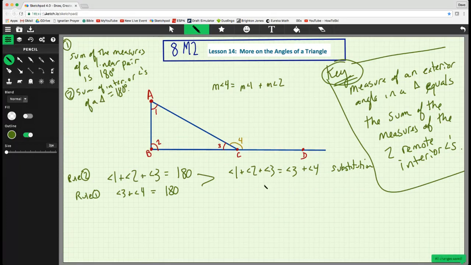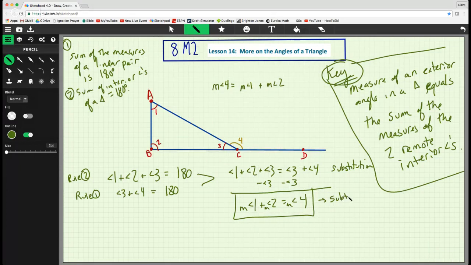Now we're simply going to use our algebra and do some subtraction. We're going to subtract the measure of angle 3 from both sides, and we get angle 1 plus angle 2 equals the measure of angle 4. And we can put our measures back in. And that's true by the subtraction property of equality.